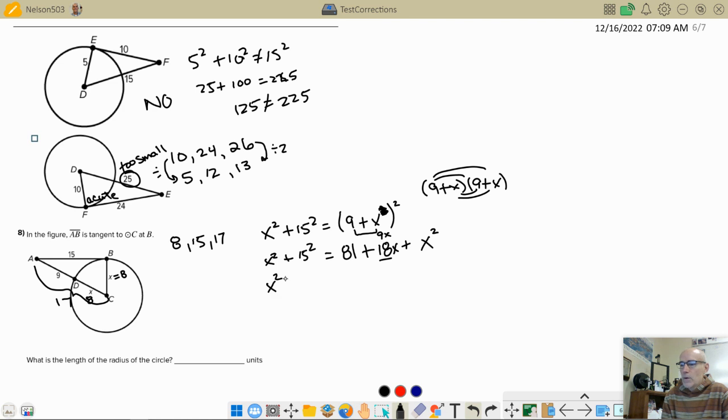So I get x squared plus 225 equals 81 plus 18x plus x squared. If we subtract x squared from both sides, the x squareds go to 0, which is super nice. If I subtract 81 from both sides, I'm down to 144 is equal to 18x, and 18 goes into 144 8 times. So that's another way to get the x value right there.